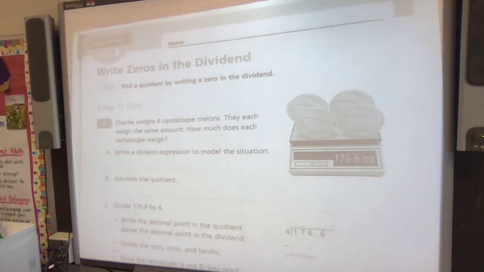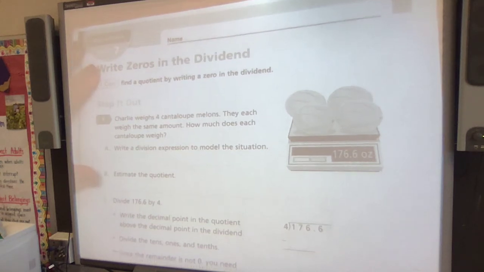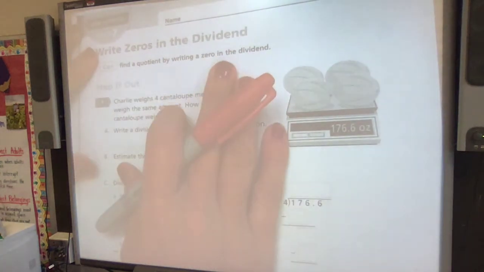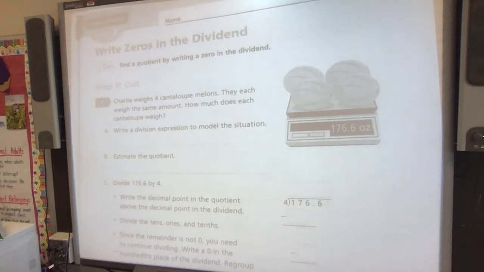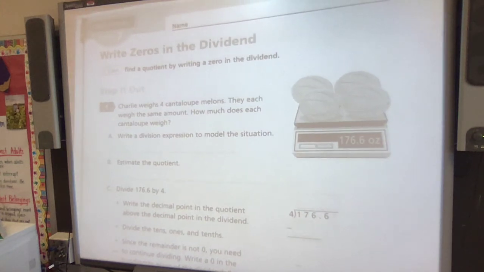Today we are going to be working on lesson 7, writing zeros in the dividend, which is the number you're dividing. This is in your module 10 through 20 book, page 447. So turn with me to 447 and we're going to write zeros in the dividend.